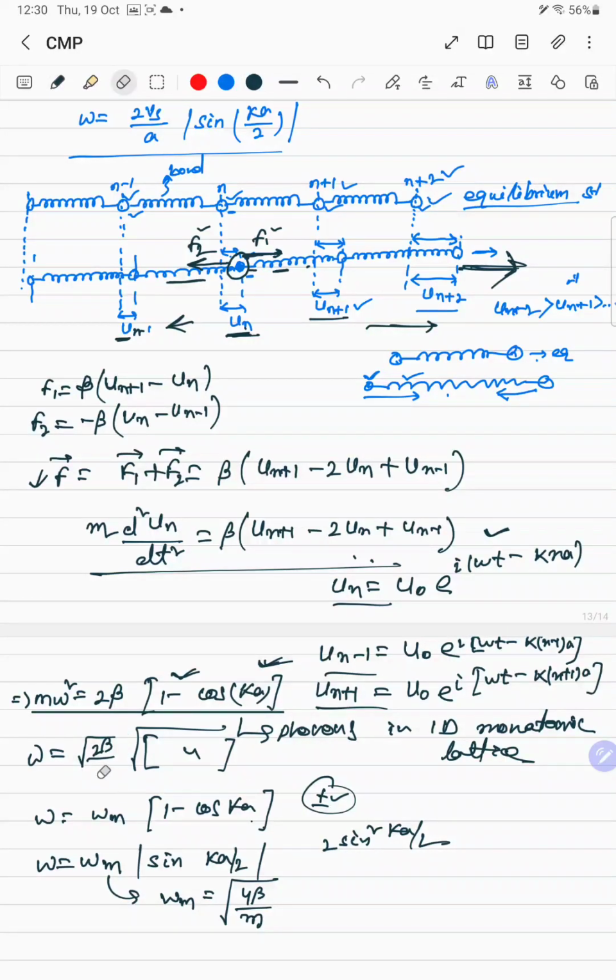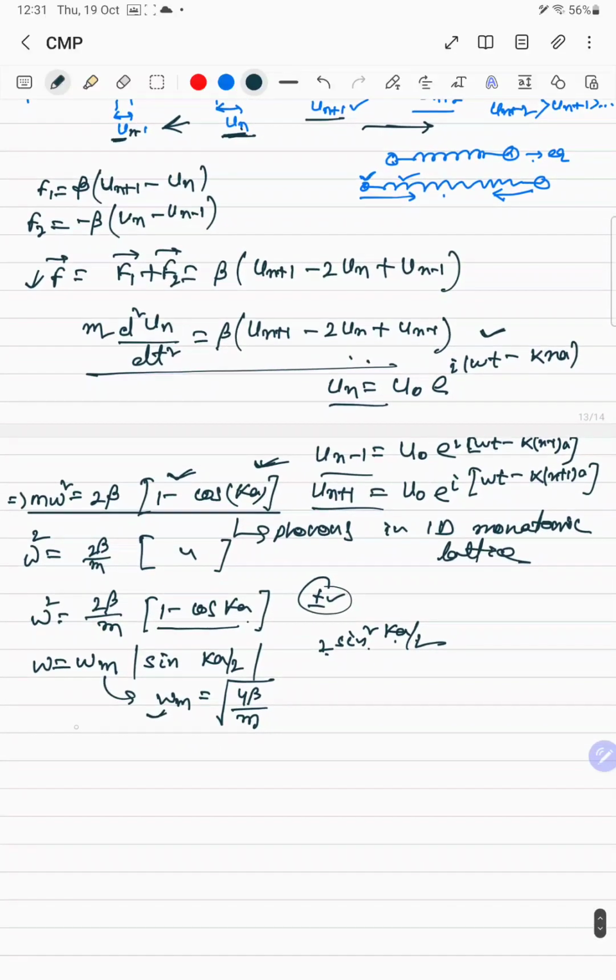This is not omega m yet; it will be omega m only after the factor is included. Let me write this as omega square. This will be simply twice beta by m, and let's remove the root sign from here. Now things are okay: omega square equals twice beta by m, times 1 minus cos ka, and this will be twice sin square ka by 2. This 2 into 2 will be 4 beta by m, that will be omega m square.